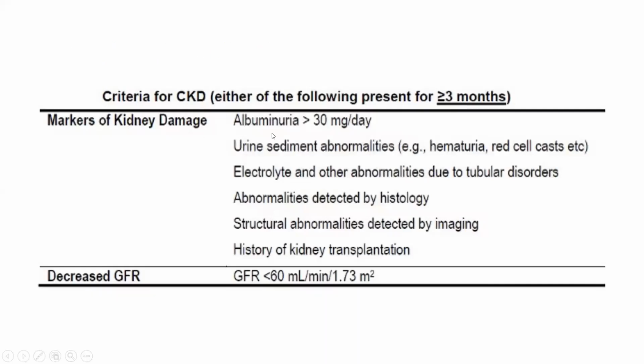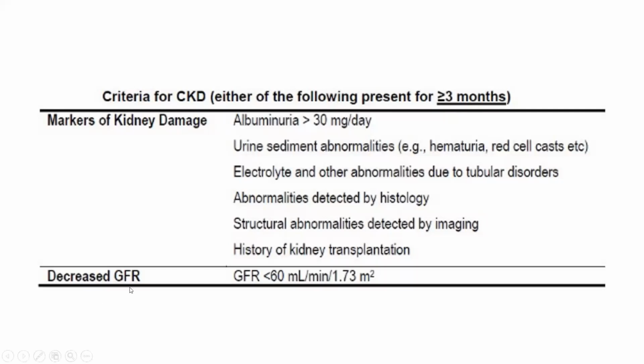You can have abnormal proteinuria or albuminuria of more than 30 milligrams per day. You can have abnormal urinary findings like hematuria, red cell casts. You can have electrolyte abnormalities which you suspect are secondary to tubular dysfunction. You can have abnormalities detected at your kidney biopsy in histology. Or you can have structural abnormalities detected by imaging, for example, single kidneys, horseshoe kidneys, polycystic kidneys, those are structural abnormalities. Or you may have a history of kidney transplantation.